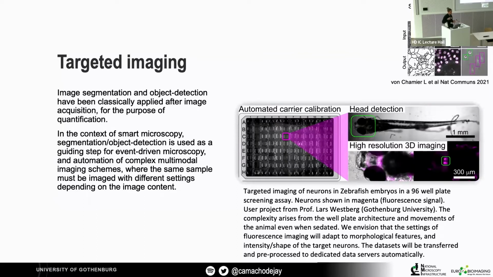So it's not necessarily for the purpose of analysis, but now we want to find, for example, if we use a model for object detection, we might be interested to find a cell that is in a specific cell cycle, and only then is where I'm going to do my next step.